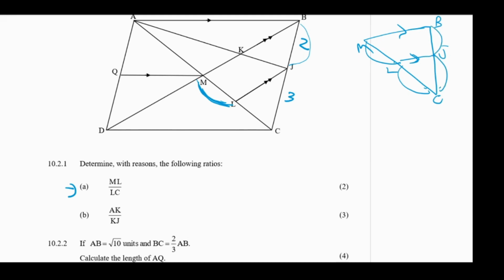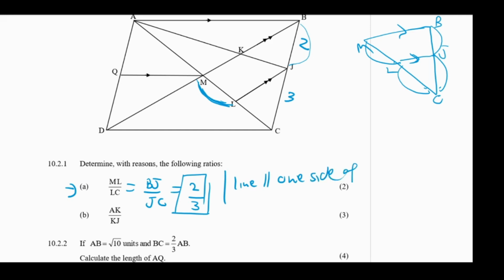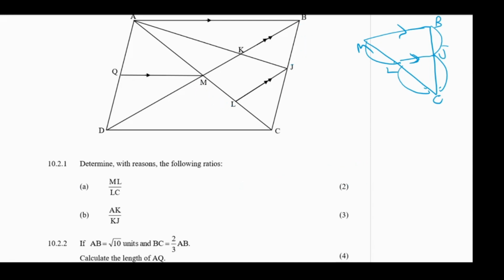So ML over LC equals BJ over JC, which equals, what is BJ? It's 2. What is JC? It's 3. So this would be the solution, right? Yeah, so you can write the reason for this is line parallel to one side of triangle, right?